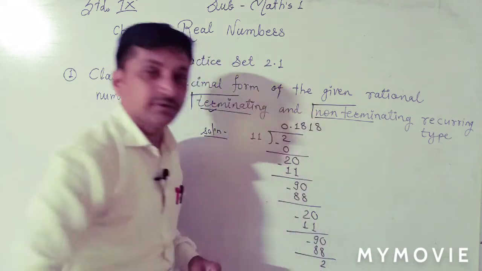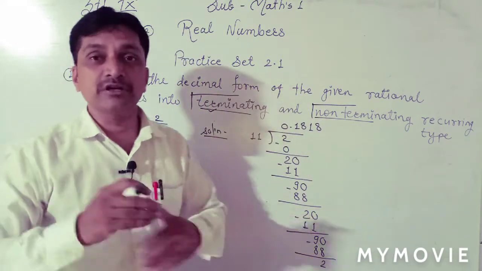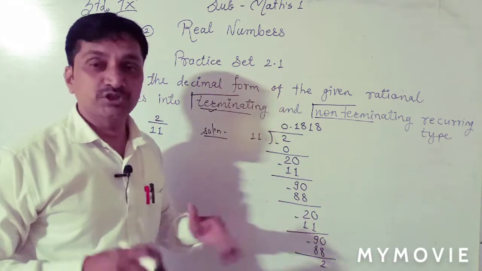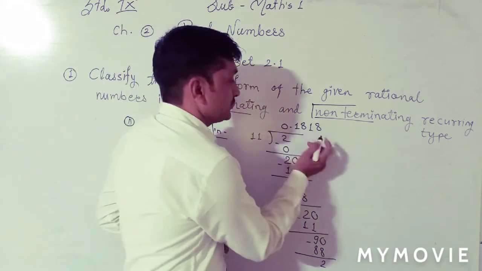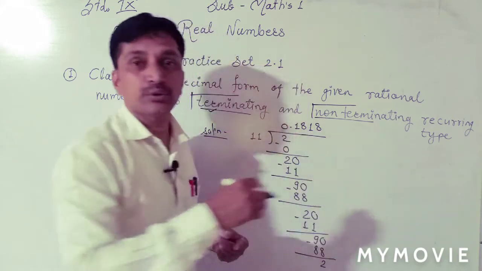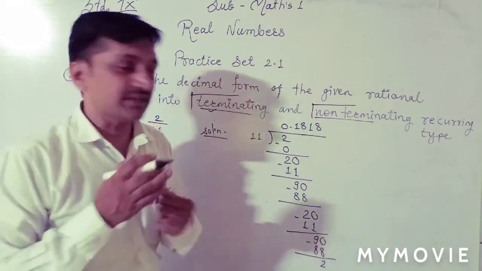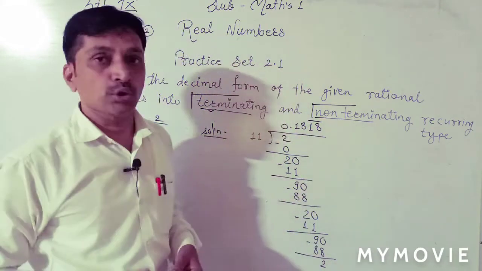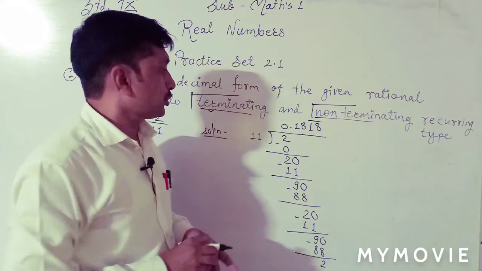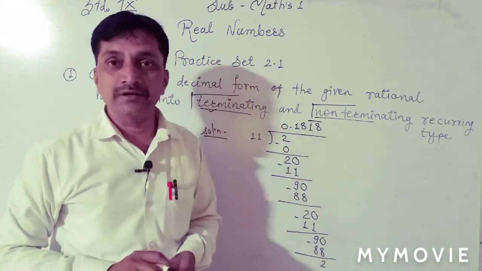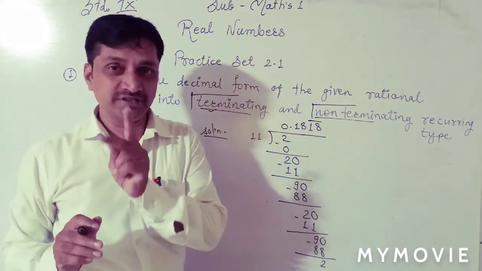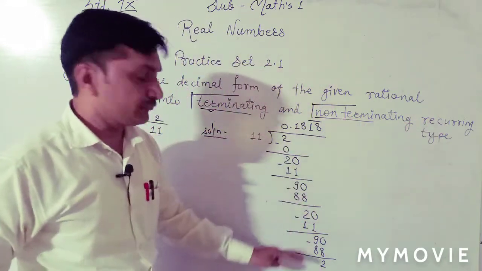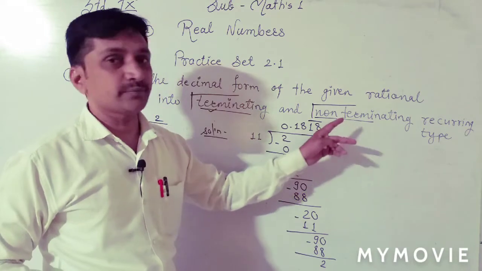Subtraction 2. Dear friends, here these two numbers will come again and again: 20, 90, 20, 90 in this way. And in the quotient you see 1, 8, 1, 8, 1, 8, 1, 8. Repetition of 1, 8. That's why I draw one bar on 18. It means that the group of two digits, 1, 8, is repeating. That's why this is recurring. And we don't get remainder 0, that's why non-terminating.